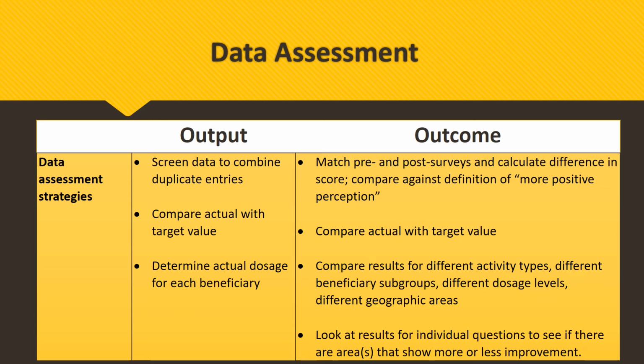This slide shows a relatively brief, high-level summary of what a program might do for data analysis. The program will also want to analyze the success of its data collection strategies themselves. Was the data collected complete? Was the beneficiary response rate reasonable? Did the collected data make its way to the right people for aggregation and analysis? Is there any suspected bias in the responses? For example, post-survey results collected by one AmeriCorps member that are substantially more positive than results collected by other members.